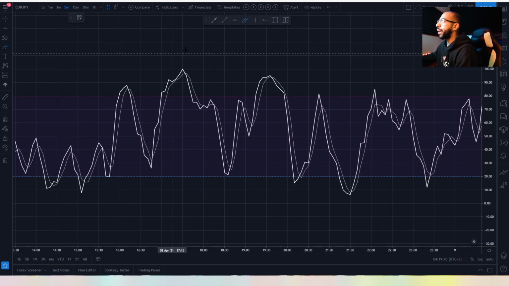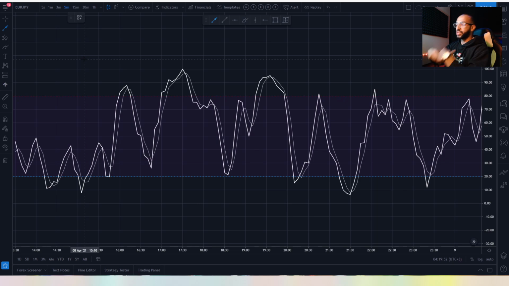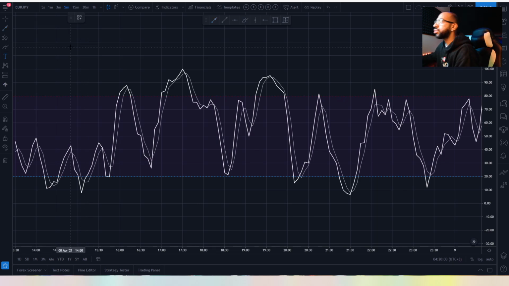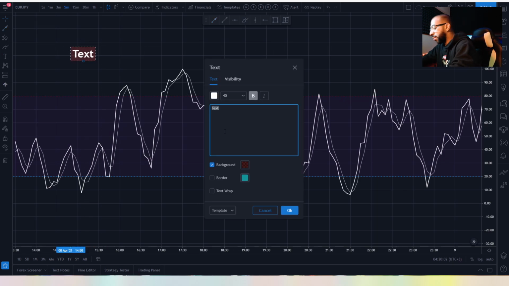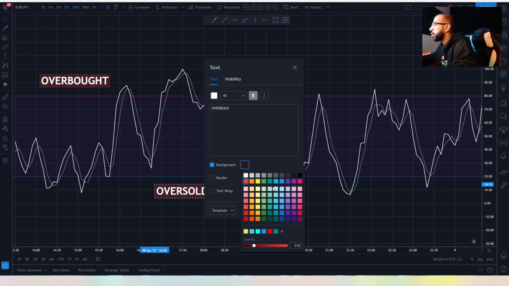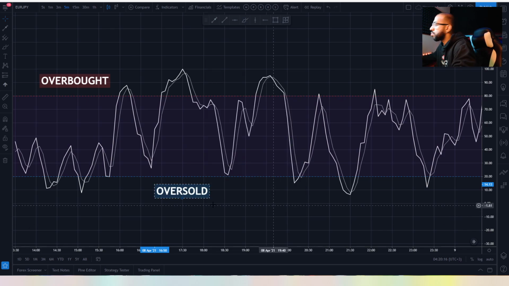Now, when we're looking at the stochastic oscillator, this is how it works. I talk a lot about overbought and oversold markets, and to just break it down for everybody here, especially for some of my new viewers, these are two terms that I want you to write down and remember. Check it out. Overbought. Oversold.